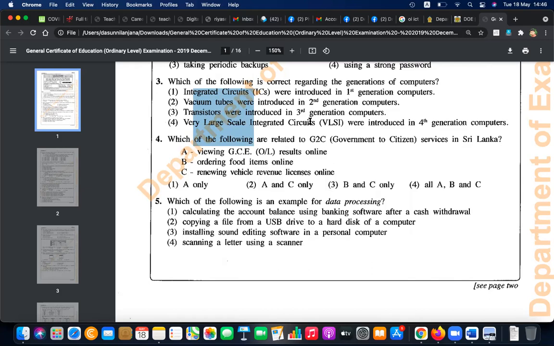Okay, so that is how it evolved, right? Then the answer is number 4, very large scale integration in the fourth generation. That is the correct answer.